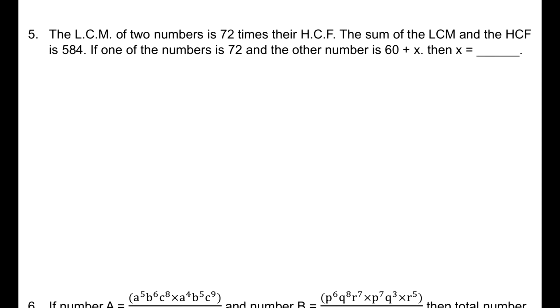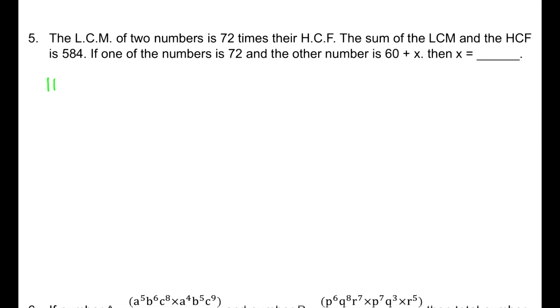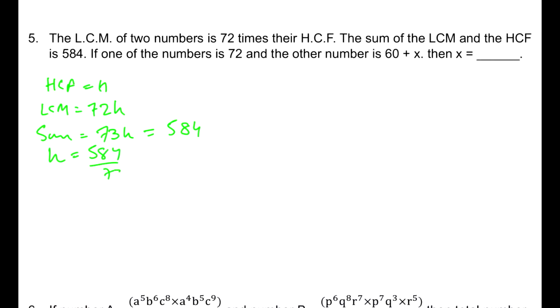Let us assume that हमारा HCF यहाँ पर है H. Okay, so if I assume my HCF as H, then my LCM is going to be 72 times H, because that is 72 times the number. Now the sum of them is going to be 73H, and that is given as 584. That means the value of H comes out to be as 8, because 584 divided by 73 will give me an 8.